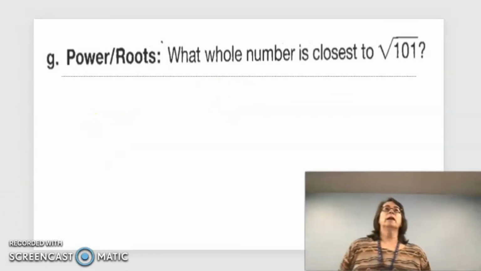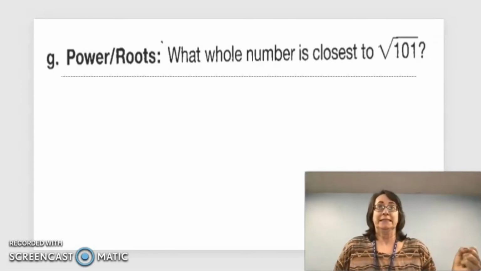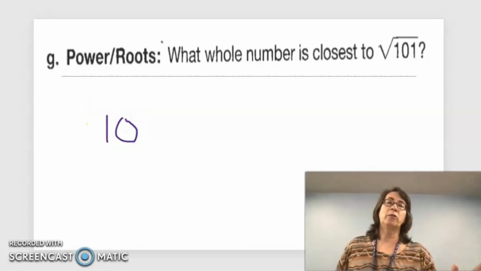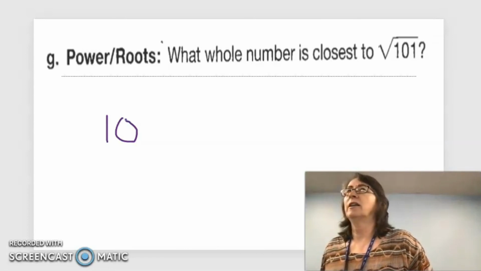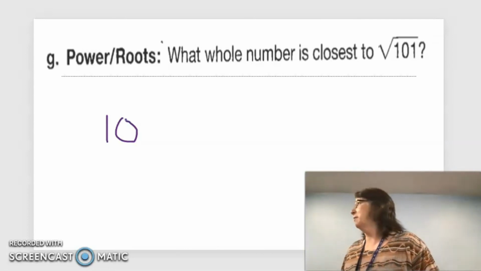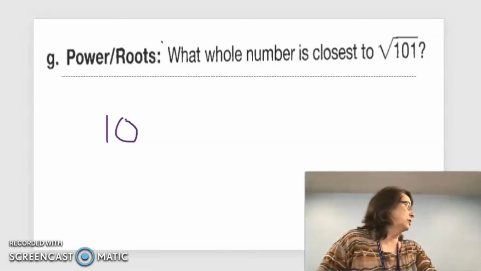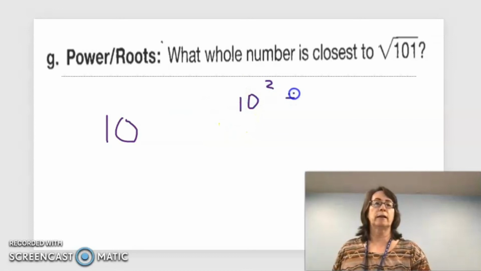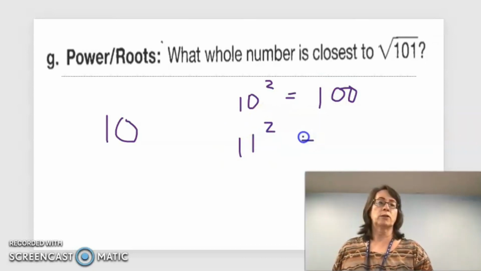What whole number is closest to the square root of 101? 10, because what is the square of 10? 100. What's the square of 11? 121. So isn't 101 much closer to 100 than it is to 121? Does everybody understand that reasoning? So 10 squared is 100, and 11 squared is 121. So this is much closer to 10 than it is to 11.